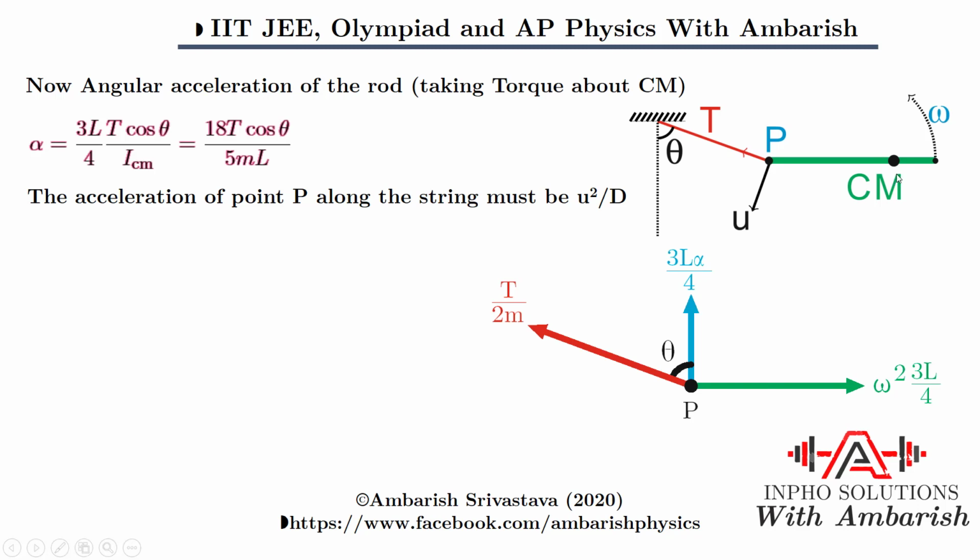And then as if we stand at the CM and look at point P, you know that alpha is going to be in this direction, clockwise sense. So from the center of mass point of view, it will have a tangential acceleration 3L/4 alpha in this direction, and it will also have a centripetal acceleration in the center of mass frame, that is omega square into 3L/4. Now the total acceleration of point P is the vector sum of all these three vectors, but I'm not interested in the total acceleration. I'm only interested in the acceleration of P along the string. So we can just take the components.